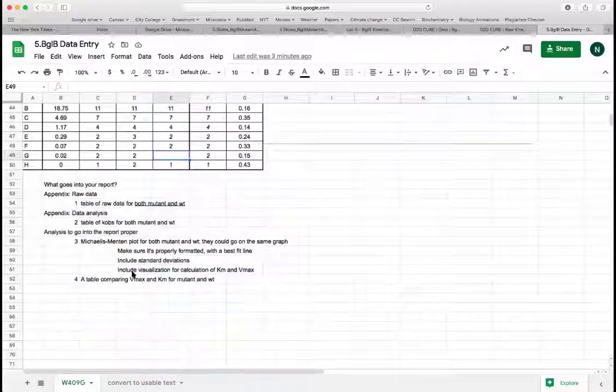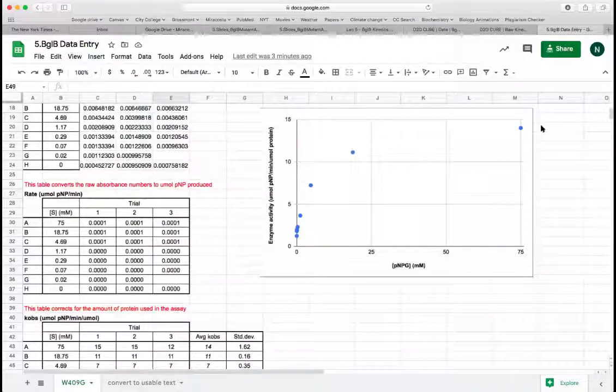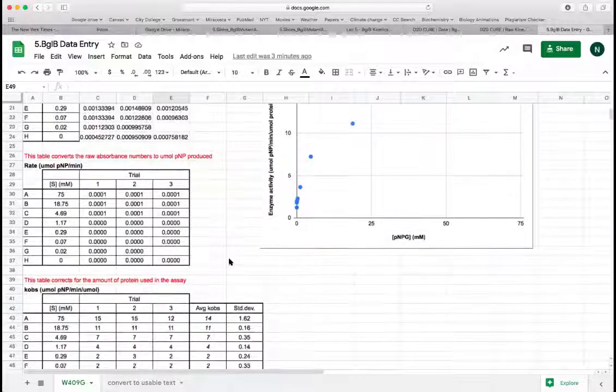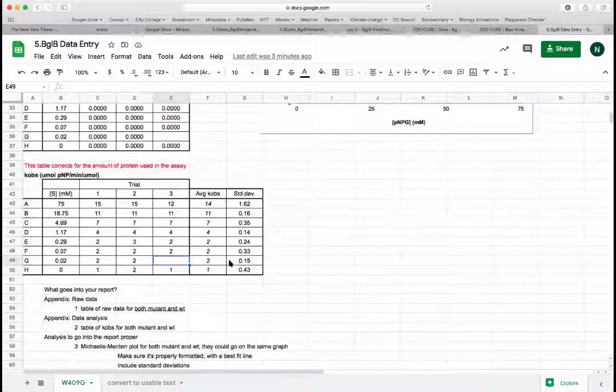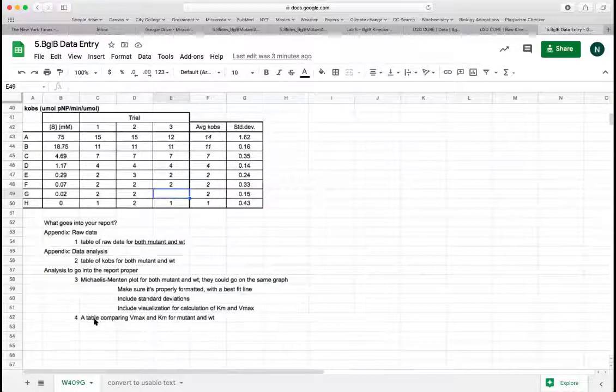You should also include the visualization for calculation of Km and Vmax. For Km, you're going to draw a horizontal line over to the y-axis and tell me the maximal velocity. Then find half Vmax, draw a line from there to the graph, and drop a perpendicular down to the x-axis, and give me the concentration of substrate that gives half maximal velocity. Those visualizations should be included in your plot. Finally, you should have a table comparing Vmax and Km for mutant and wild type enzyme.